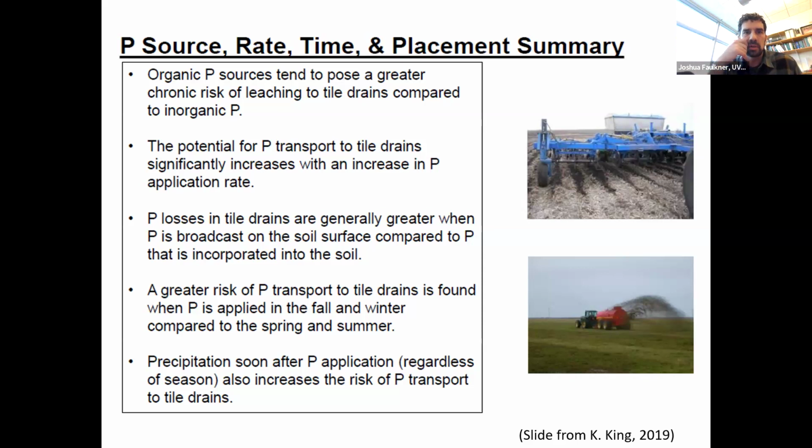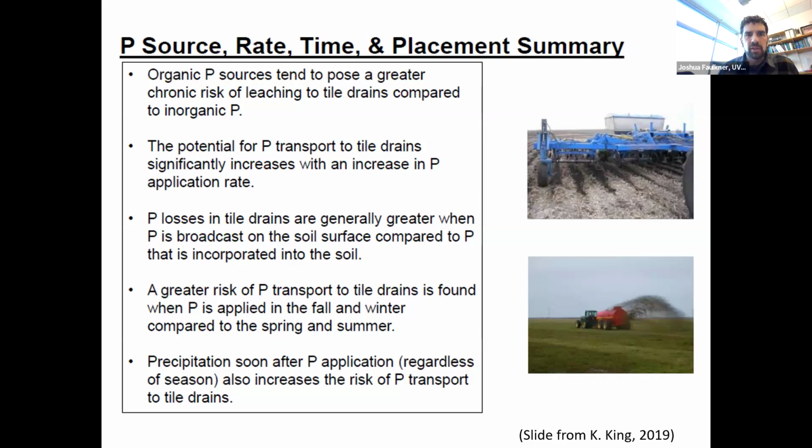That's pretty intuitive. Phosphorus losses in tile drains are greater when phosphorus is broadcast on the soil surface compared to incorporated, and that's maybe a little counterintuitive, but when we broadcast manure phosphorus on the surface of the soil, it can then run off into those preferential flow paths and straight down to the tile. But when we mix it into the soil, we allow for more soil to phosphorus contact and more opportunity to sorb the phosphorus.